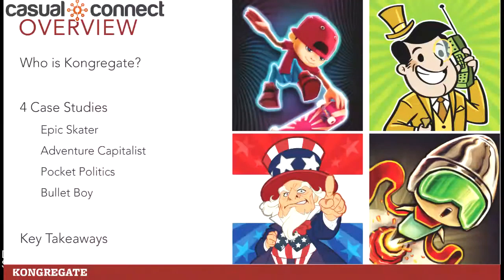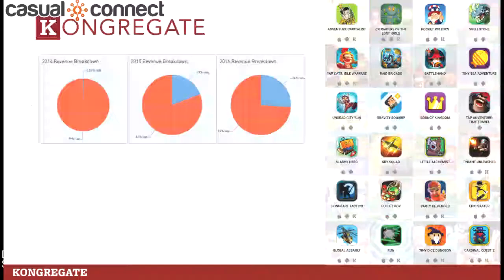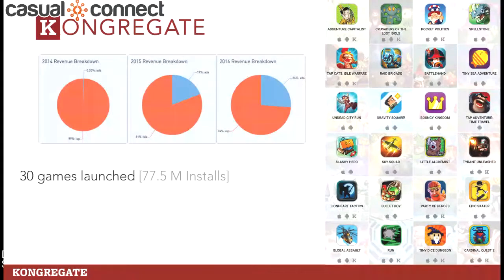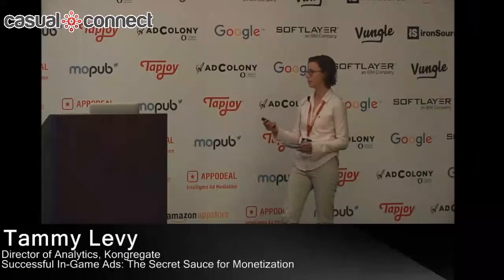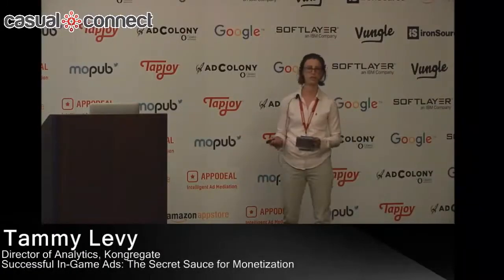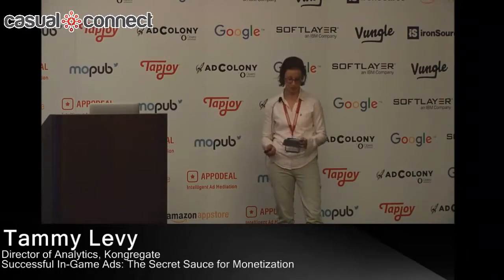Let's start with who Kongregate is. For those of you who don't know, we're a web platform and a mobile game publisher. We work with developers from all across the world. On mobile specifically, we've launched about 30 games with a total of a little bit over 77 million installs across iOS and Android. Our latest game, Pocket Politics, just launched last Thursday. It's a political-themed idle game, and it reached number 3 in the US charts this last weekend.